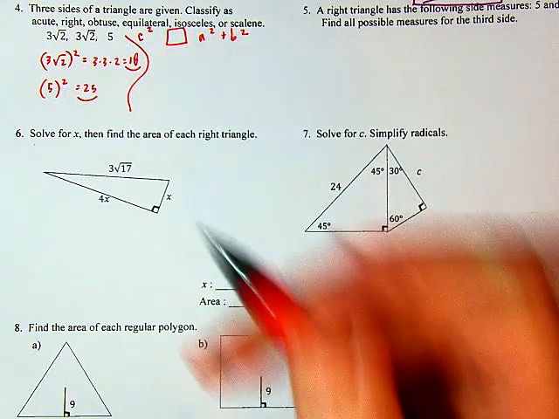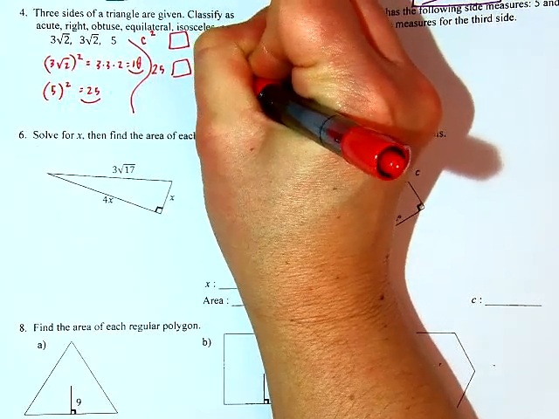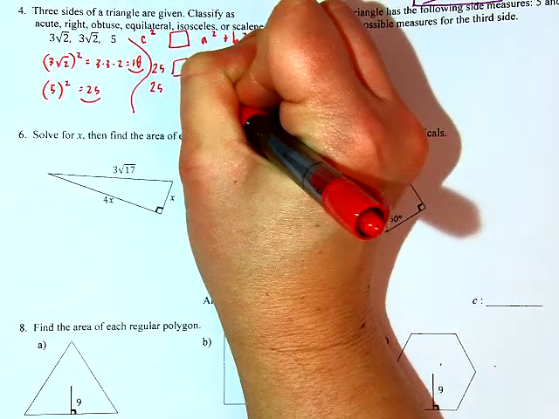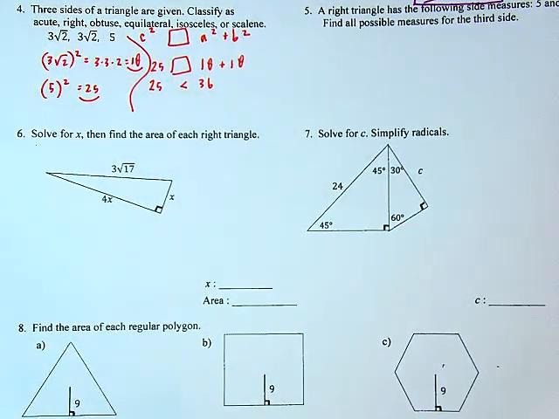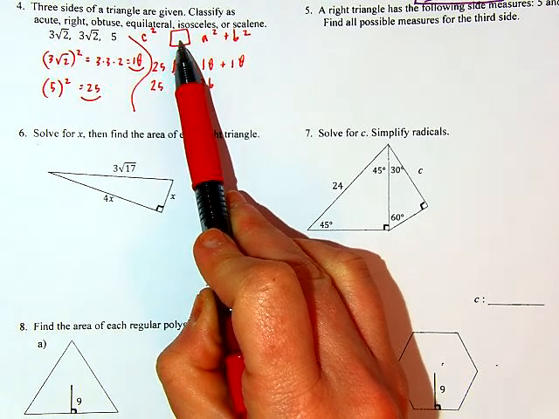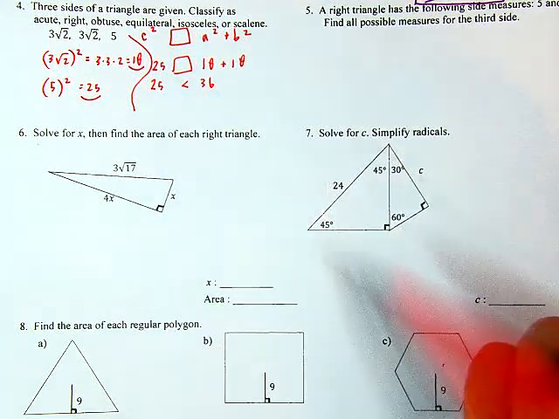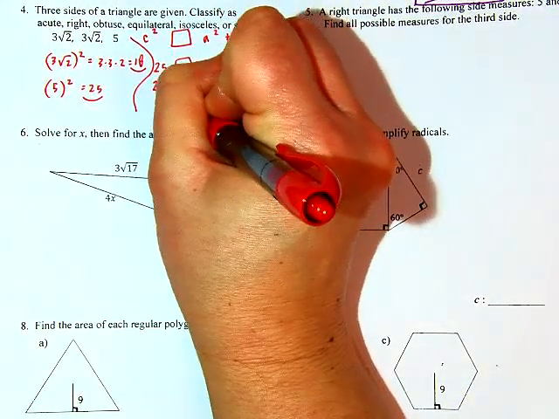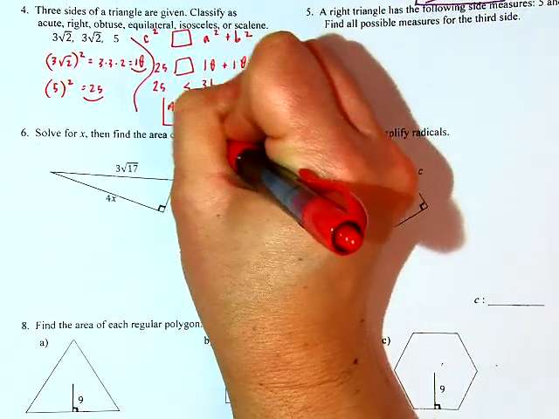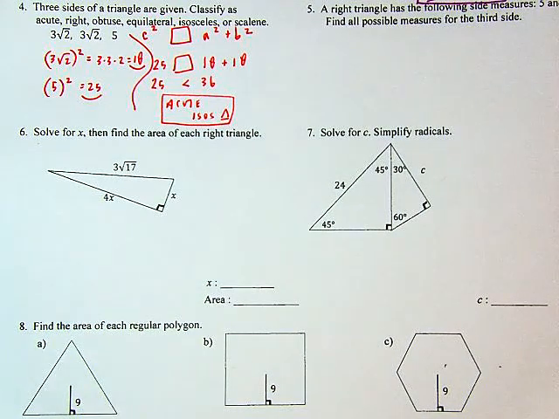So 5 squared is 25. How does that relate to 18 plus 18? So 25 is definitely less than 36. So that tells me that it's an acute triangle. If I see a less than sign here, it's acute. Equal to is right, greater than is obtuse. So this is acute. And since I have 2 sides that are the same, it is also isosceles. Isosceles triangles have 2 or more sides that are congruent.